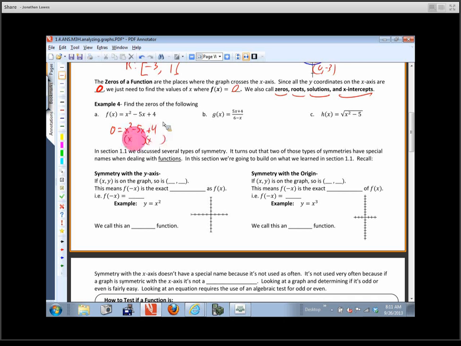Okay. -4 and -1. And so what's the 0 that comes from this factor? +4. And what's the 0 that comes from this one? +1. So our two zeros are 4 and 1. Okay? Those are the zeros. Again, they're called zeros because if you plug them in, what does the function equal?